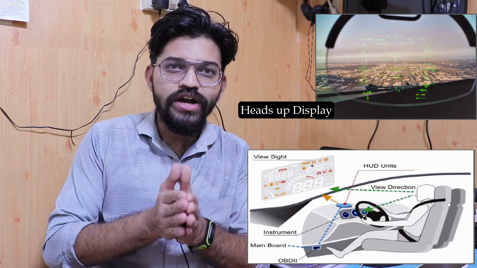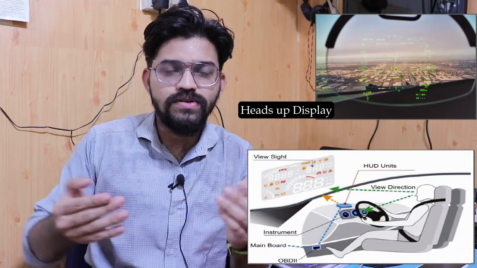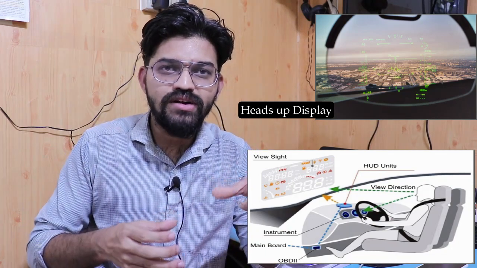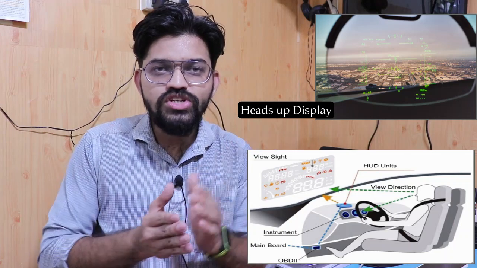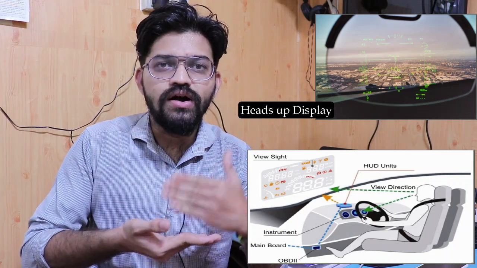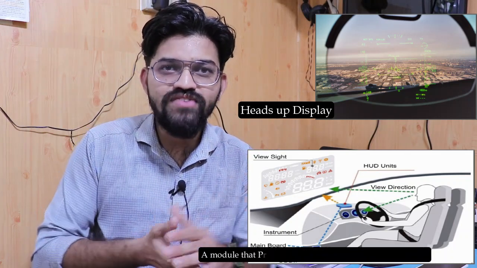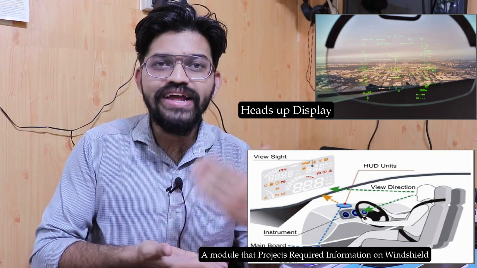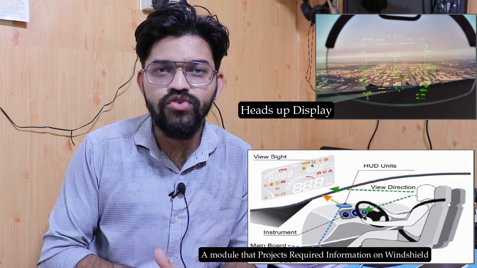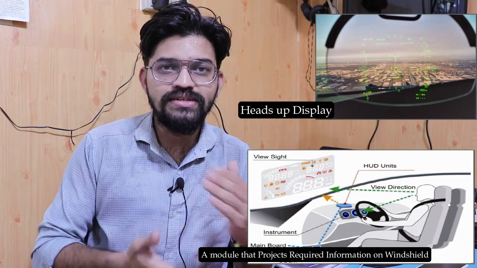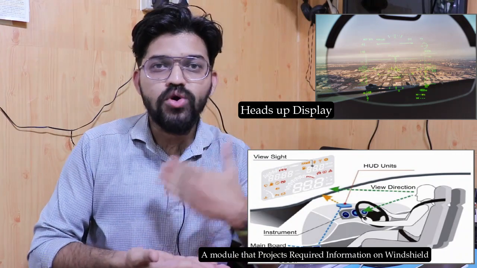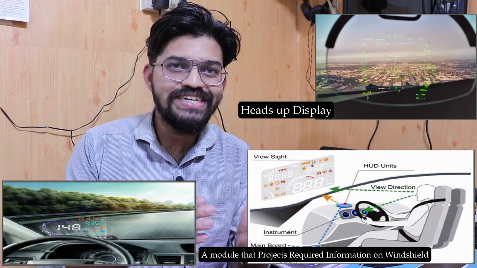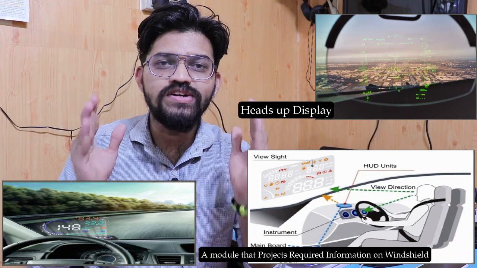So at that particular point you cannot look at the downside. This particular heads up display is nothing but a module which projects all the necessary information, such as the speed and other required information, on the windshield of your autonomous car. So this is the module that projects all the required information on the windshield of the car. That's why it is called the heads up display.